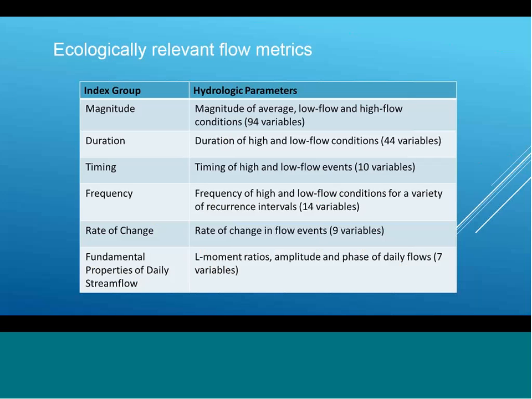One of the first steps of the project was to translate the flow regime that's been created by Baxter and his team from the B-flow model and convert that into ecologically relevant flow metrics. I won't go into all of them because there are 181 different ones, but they relate to a number of different groups: the magnitude, including the average, low and high flows, the duration of flows, timing, frequency, and rate of change. So we've got a number of different variables which we could then relate to the ecology. Next slide, please.